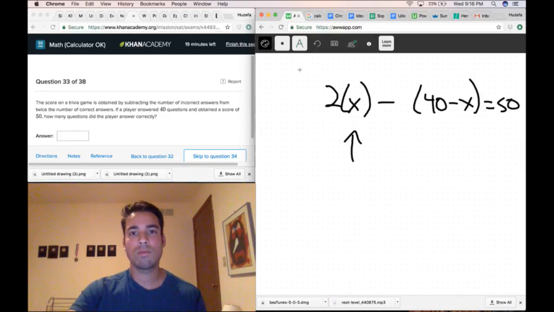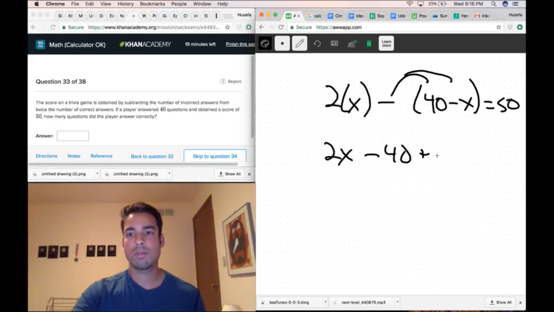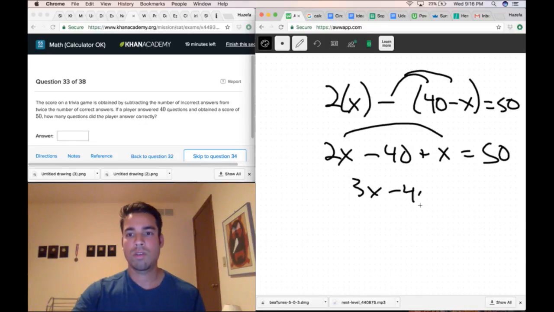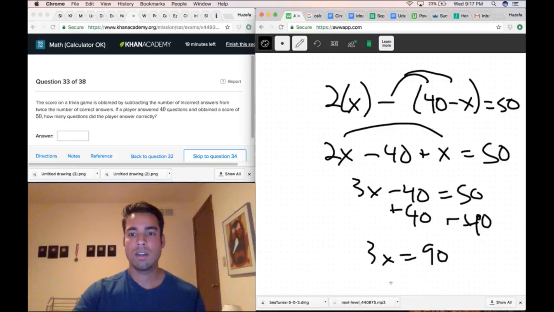You see how I just set that relationship up? And now all we got to do is solve. 2x minus 40, distribute the minus here and here. So it becomes plus x equals 50. 2x plus x is 3x. Minus 40 equals 50. Add 40. Add 40. 3x equals 90. X equals 30.